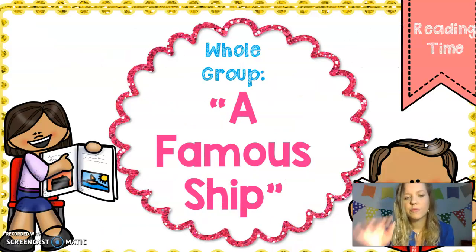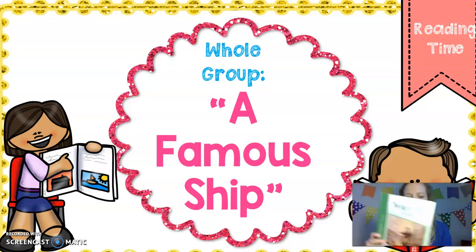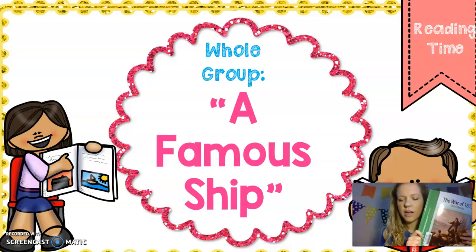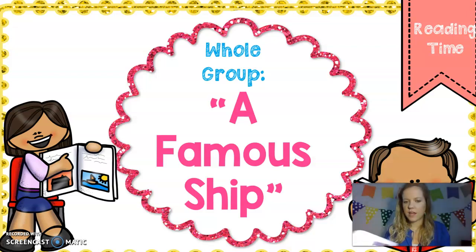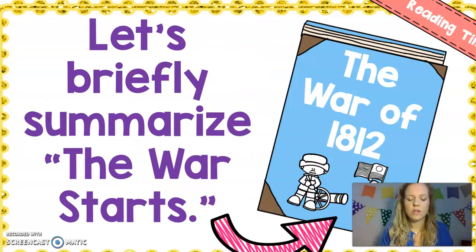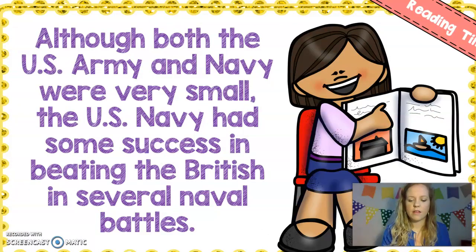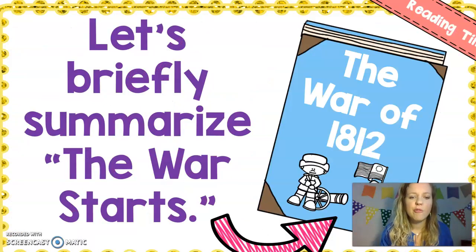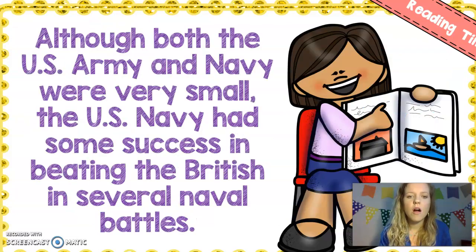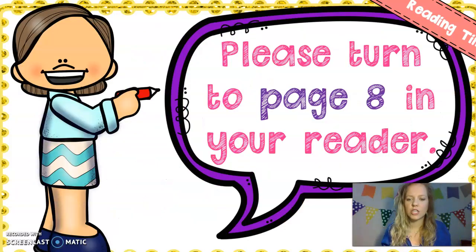So we're going to do a whole group reading of A Famous Ship. I want you to go ahead and get out your reader, The War of 1812, and open up to A Famous Ship. Before we get started, let's briefly summarize the war so far. Although both the U.S. Army and Navy were very small, the U.S. Navy had some success in beating the British in several naval battles, which you've learned about. So please turn to page 8 in your reader.